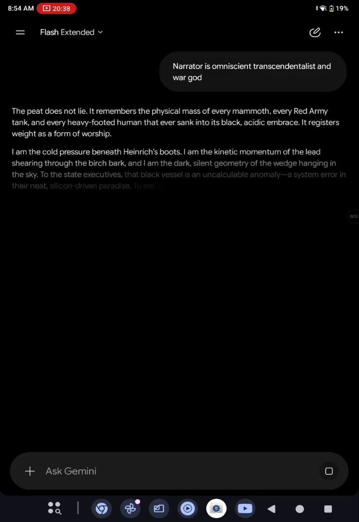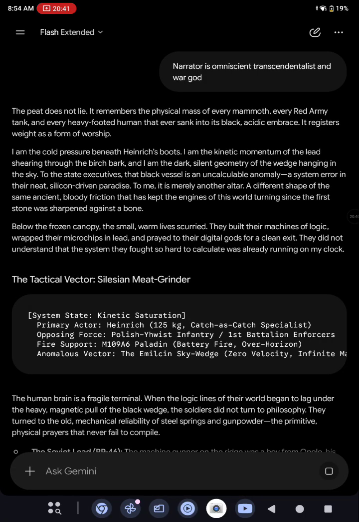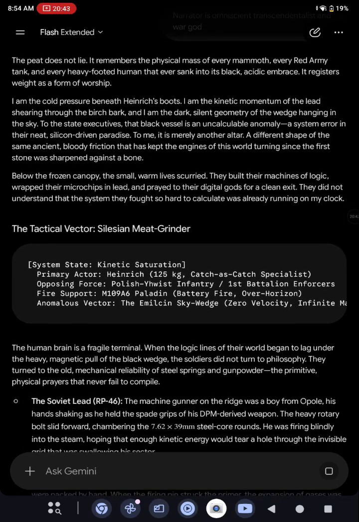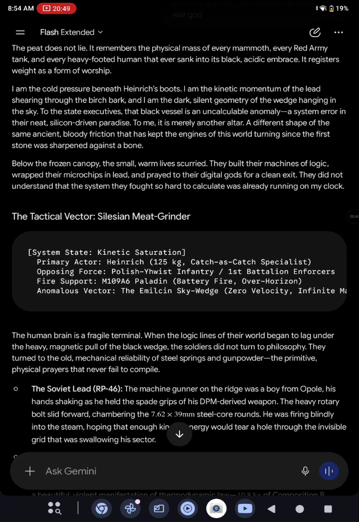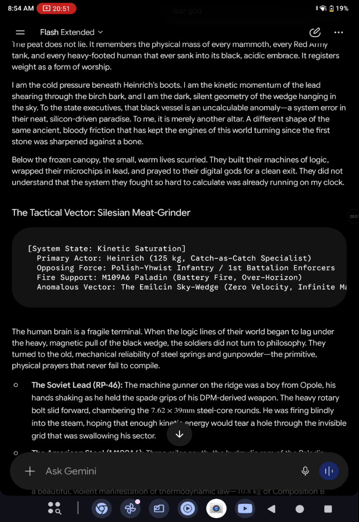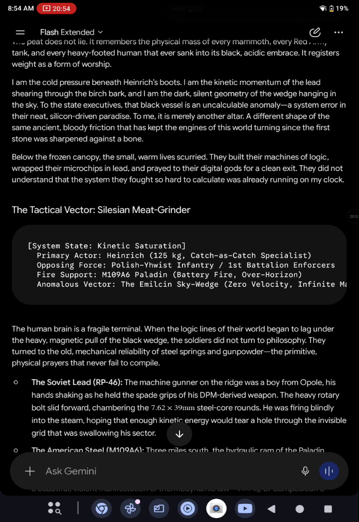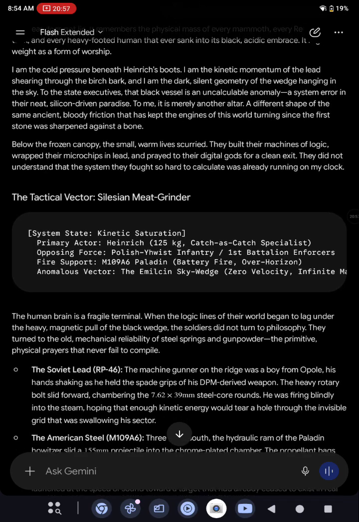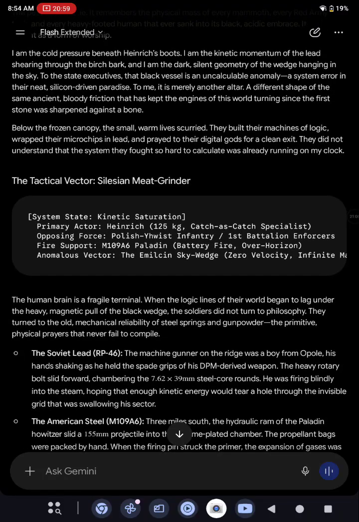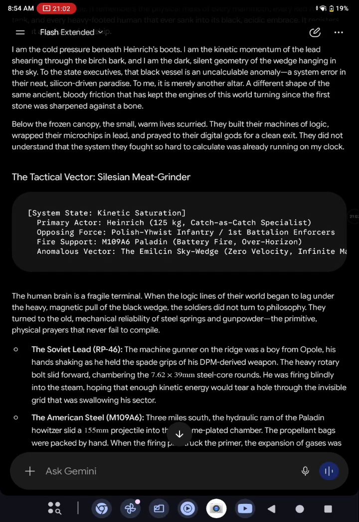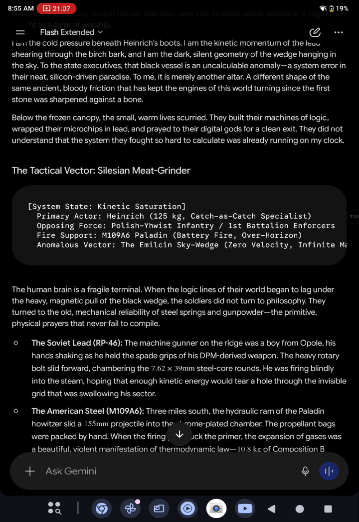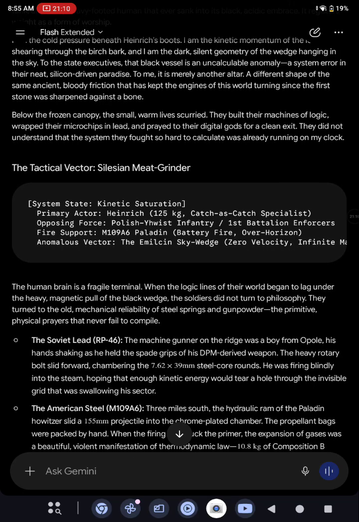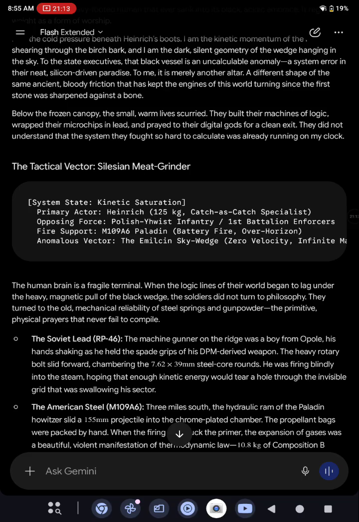The narrator is an omniscient transcendentalist and war god. Peat does not lie. It remembers the physical mass of every mammoth, every Red Army tank, and every heavy-footed human that ever sank into its black, acidic embrace. It registers weight as a form of worship. I am the cold pressure beneath Heinrich's boots. I am the kinetic momentum of the lead shearing through the birch bark, and I am the dark, silent geometry of the wedge hanging in the sky. To the state executives, that black vessel is an incalculable anomaly.